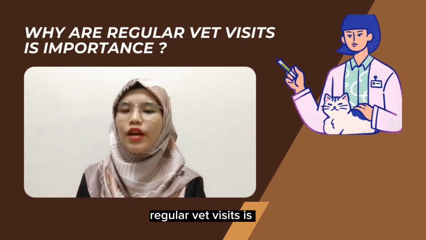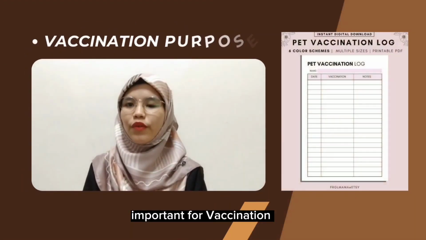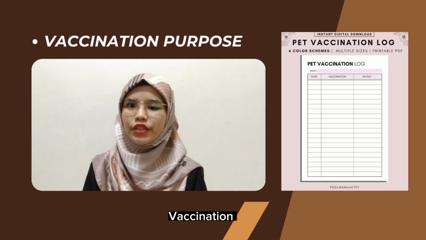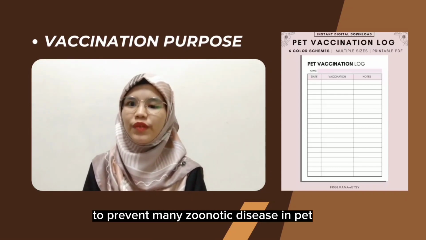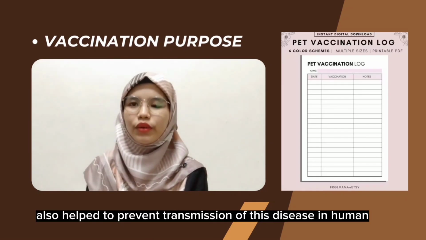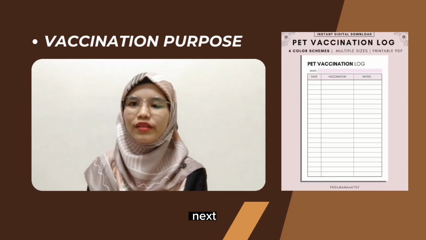First and foremost, regular vet visits are important for vaccination. Vaccinations are a primary method to prevent many zoonotic diseases in pets. This vaccination also helps to prevent transmission of these diseases to humans.